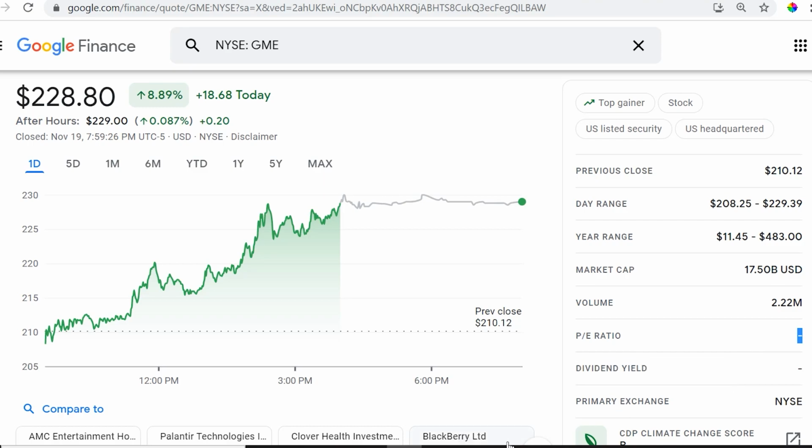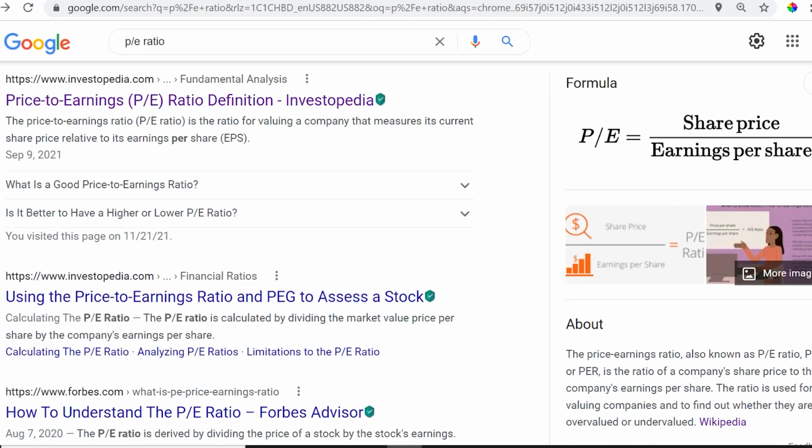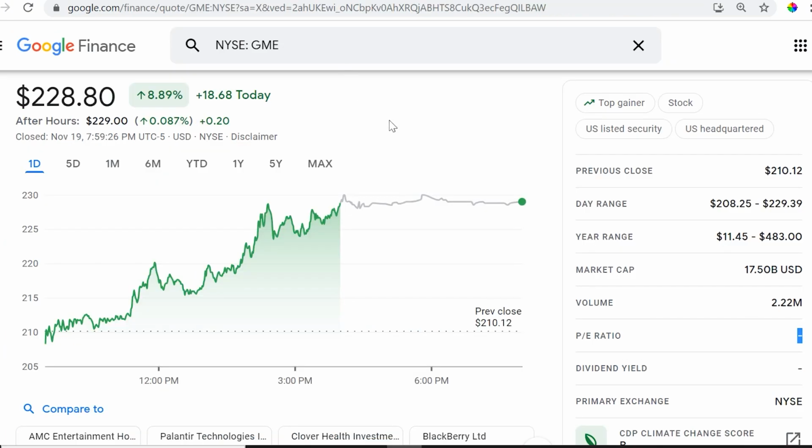And since zero cannot exist in the denominator, because remember, share price over earnings per share is how you calculate it, since this part cannot be zero, the price to earnings per share is undefined or not listed. And that's all this means. The company is not yet profitable.